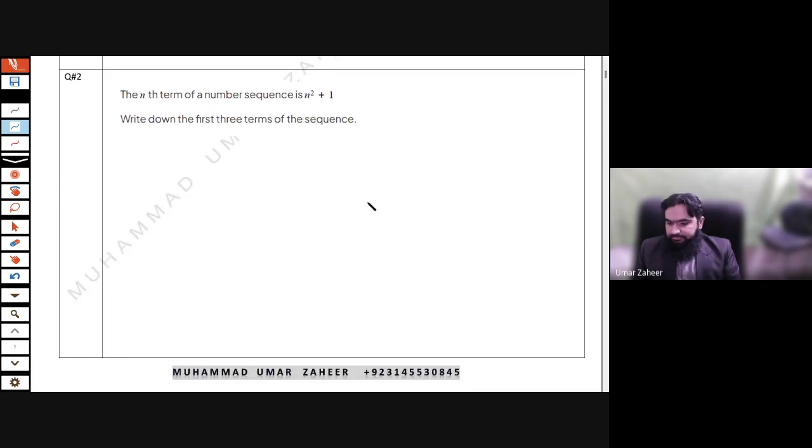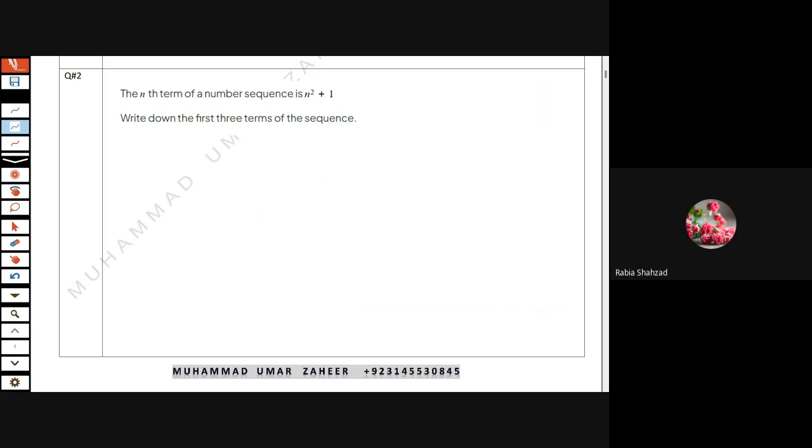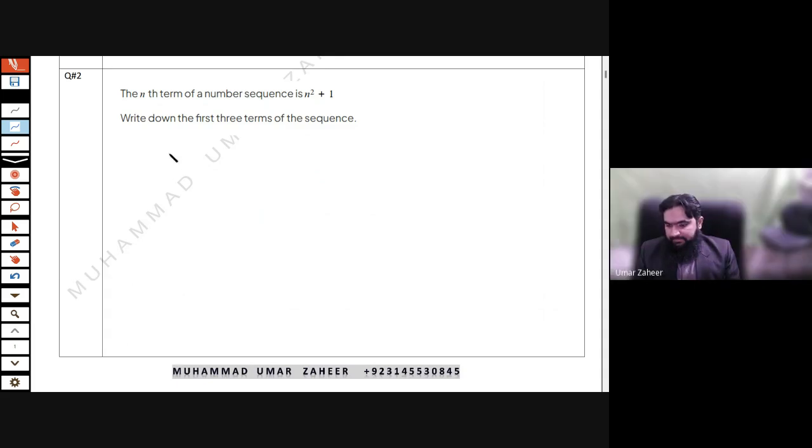Yes, Rabia. Read the question and tell me what we have to do here. The nth term of a number sequence is n squared plus 1. Write down the first 3 terms of the sequence. Yes, how can you find it? Sir, I don't get it. He says that you have to find the first nth term. Yes, Hanana.